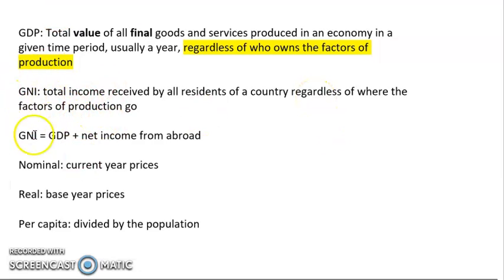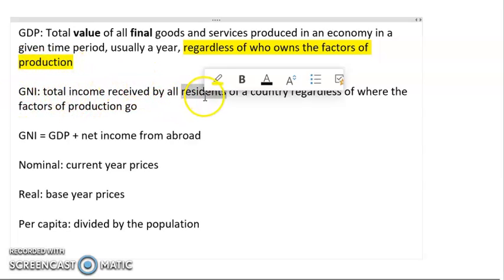Now, there's also this other measure which is less popular. It's called GNI, which is gross national income, and GDP is gross domestic product. I thought everyone would know that. That's why I didn't mention it before. But yeah, GNI is the total income received by all residents of a country, regardless of where the factors of production go. So this really fits in nicely with GDP because it's regardless twice, right? Regardless of where the factors of production go.